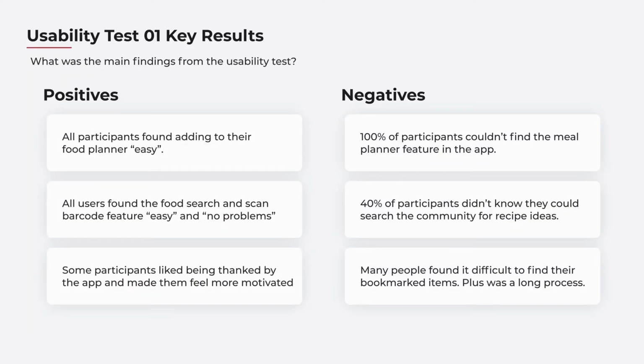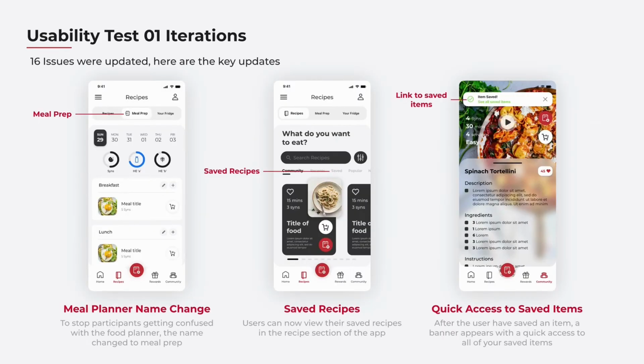The key results from usability test 01 were that most of the key features and navigation were described as easy and no problems by the participants. However, the biggest issue was that all participants could not find the meal planner in the app and kept looking in the food planner. Additionally, 40% did not know they could use the community feature to search for recipe ideas and save the recipe and find it after, which confused many of them. From the first usability test, 16 issues were identified.